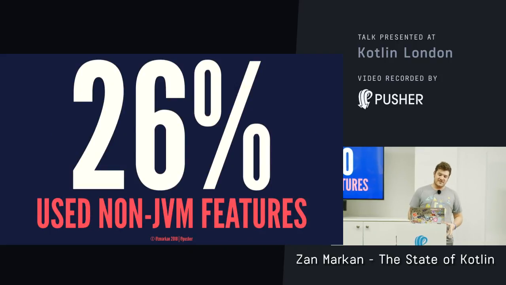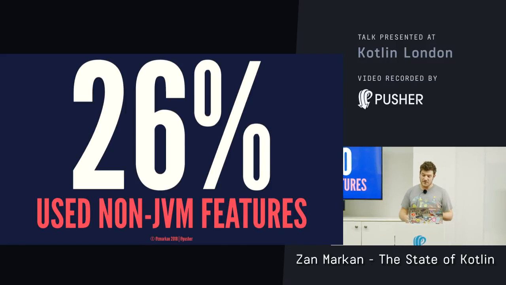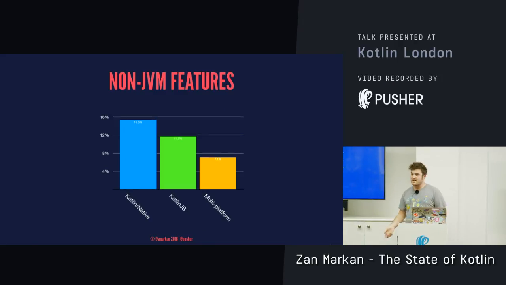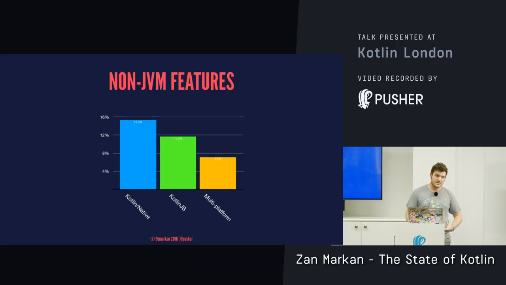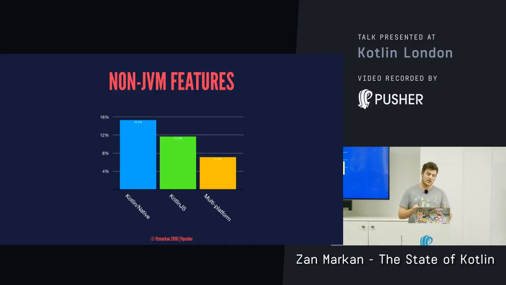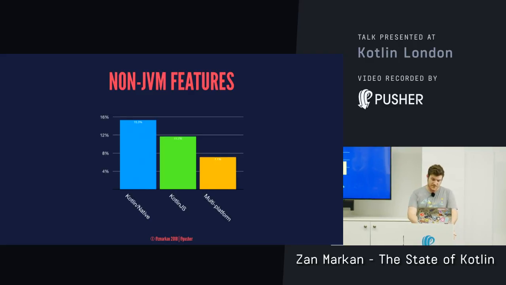Another popular thing in Kotlin are the non-JVM features, being able to target other platforms, 26%, out of which 15% are excited about Kotlin Native, so the native compilation target for Kotlin. There's going to be possibility for writing Kotlin to be executed on iOS and native as well. Kotlin JS with 11%, and lastly, multi-platform Kotlin with 7% of usage.